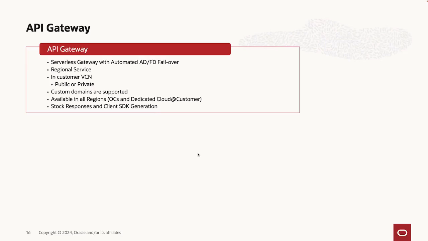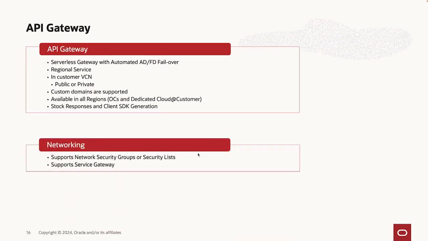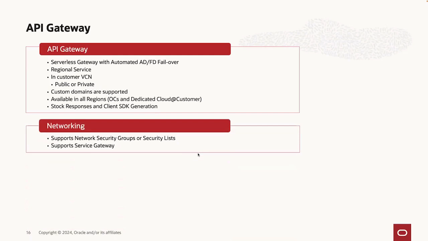It does support stock responses and client SDK generation. So for example, you're building an application, the backend application is not ready yet, but you want to start building the front end of the web application. You can put API gateway in the front, and API gateway can return stock responses for API calls. And using those stock responses, you can continue development of the web interface.